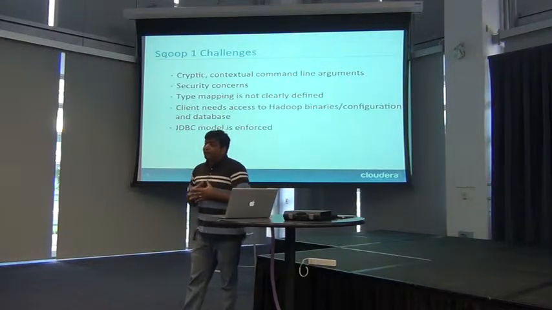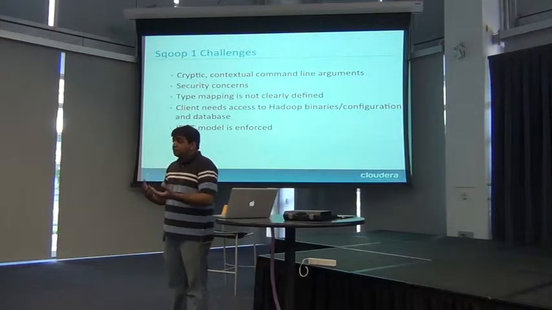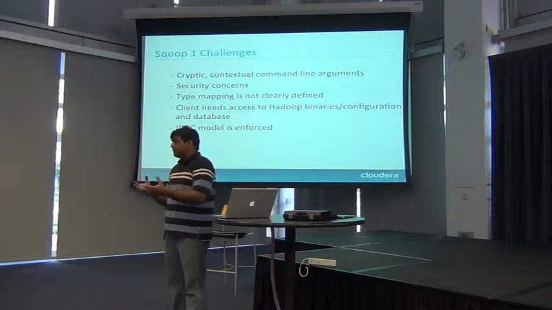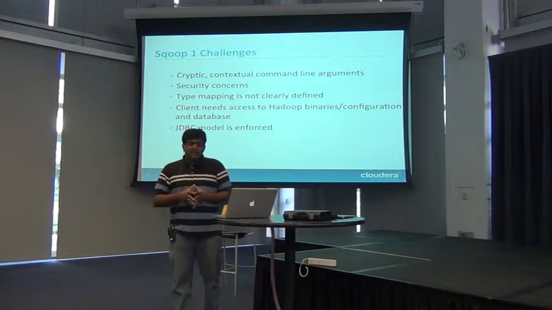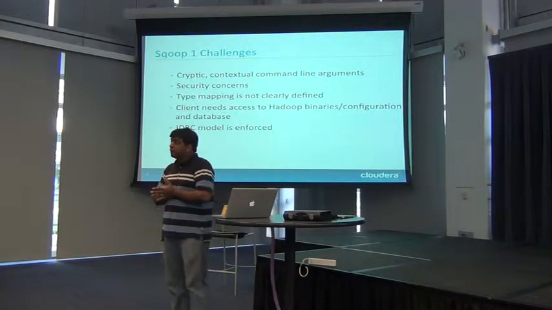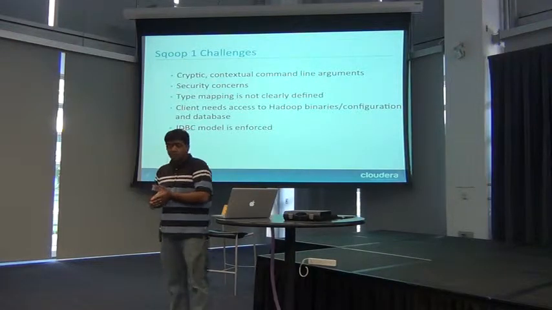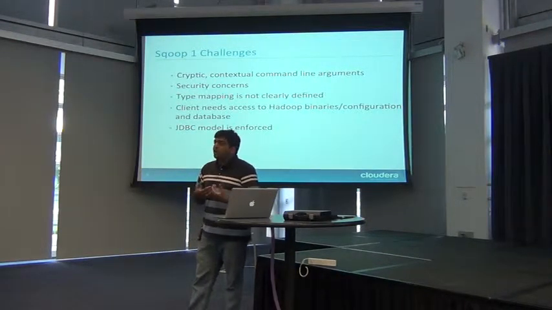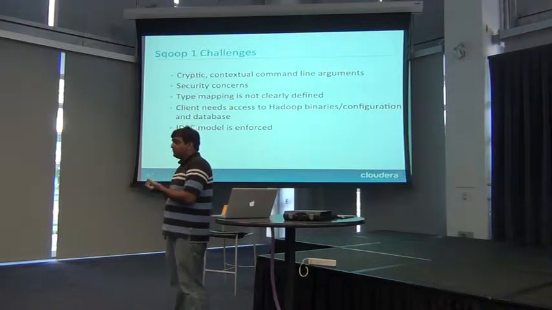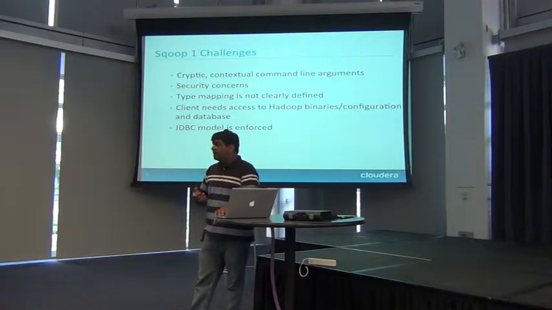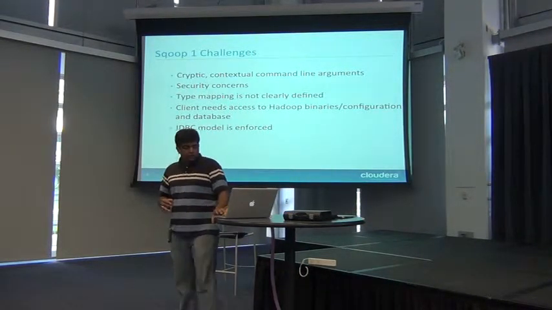Then the type mapping wasn't clearly defined, because it is possible that you could override these from a user's perspective and all that. The clients actually needed access to the Hadoop binaries and the Hadoop configuration to actually submit the job. And sometimes in production environments, you don't want to be able to deploy that kind of information on a machine. And the last one was that the JDBC model was sort of strictly enforced. People not familiar with JDBC may not find it too easy to use Sqoop.